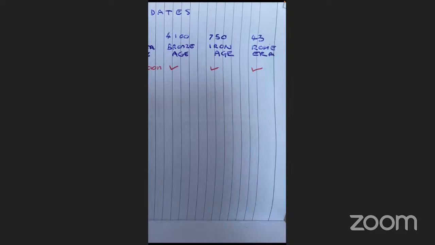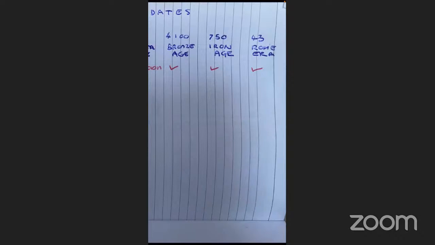Except we do have coins on them that say 750 years BC. No, I'm only kidding with you. But that's the point, you see. There's not a specific date for the beginning of the Iron Age. There isn't a specific date.